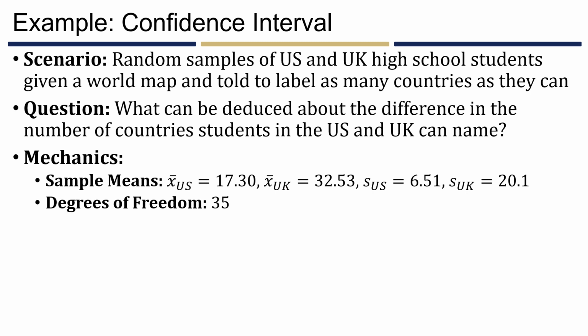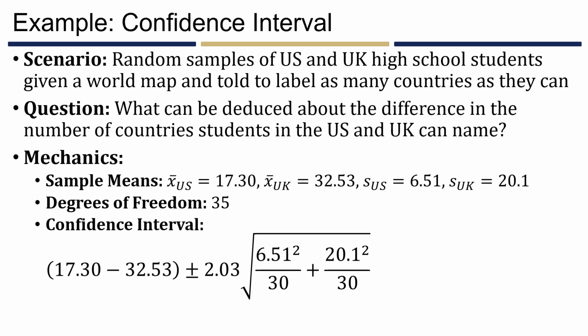We know that we have 35 degrees of freedom, and whenever we go to set up our confidence interval, what we're going to do is center the interval at the difference between the two sample means, 17.3 minus 32.53. So we're going to do the United States minus the United Kingdom, plus and minus 2.03, which is our critical value, times the standard error, the square root of the sample variance for the United States, 6.51 squared divided by 30, plus the sample variance for the United Kingdom, 20.1 squared divided by 30.